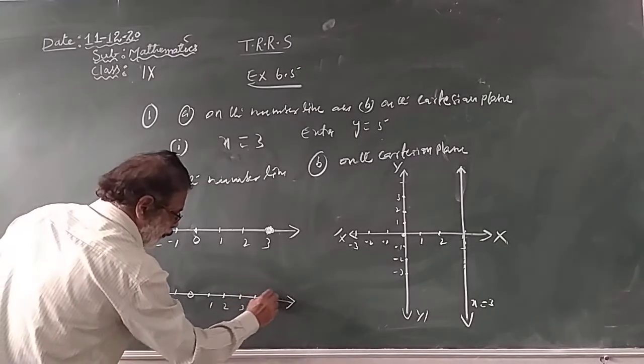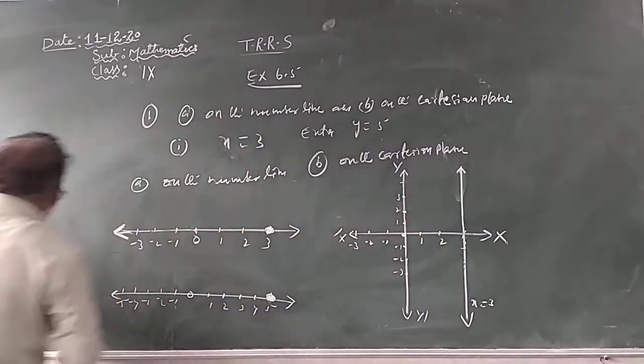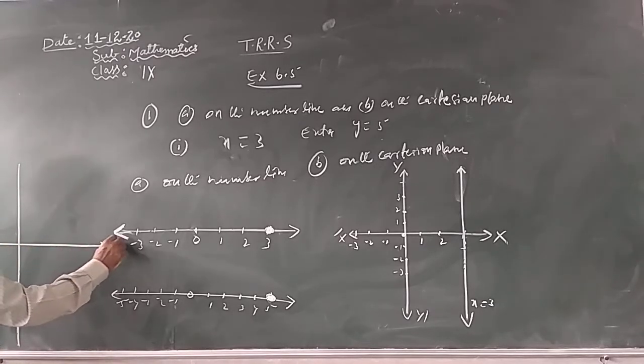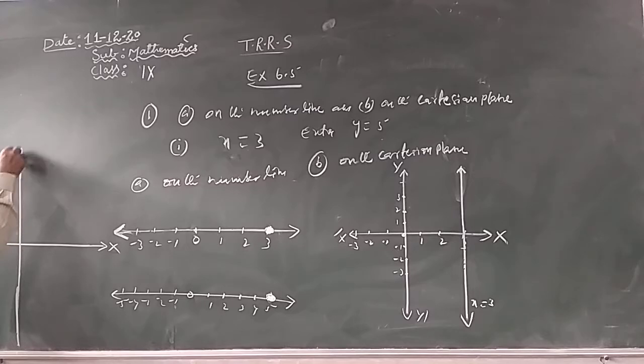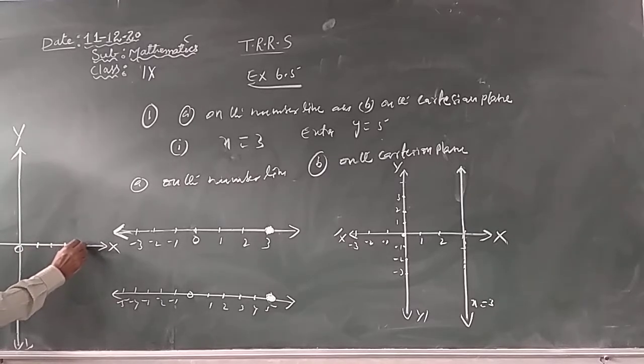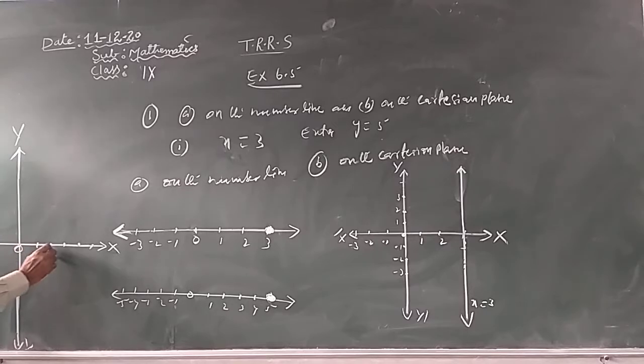y equal to 5 on the number line, and then the Cartesian plane. I show you the Cartesian plane here. This is the x-axis. This is the y-axis. This is 0, then 1, 2, 3, 4, 5. For y equal to 5, take the y values 1, 2, 3, 4, 5.